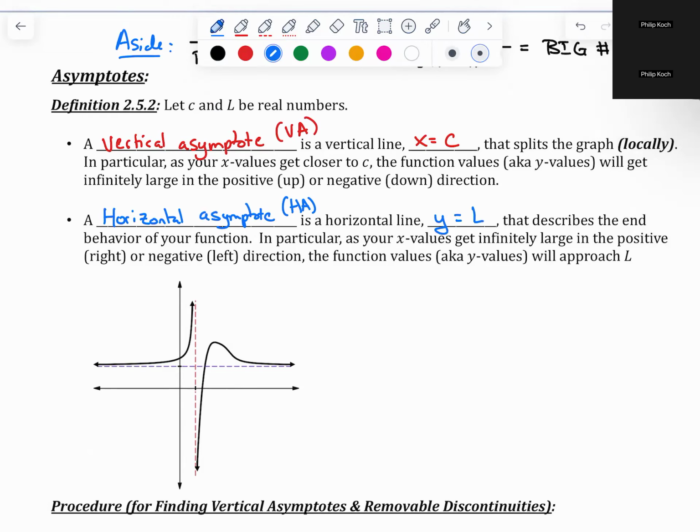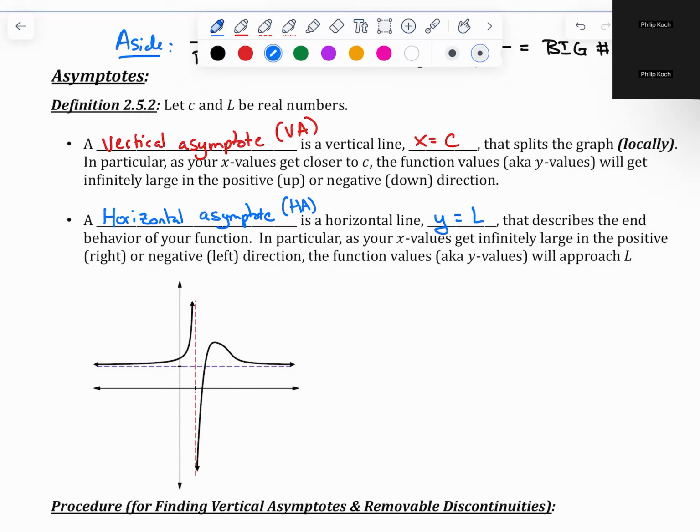I'm going to call it L. C and L are arbitrary names that mathematicians decided upon. I don't know why they chose C. I know why they chose L, and it has to do with limits, but that's neither here nor there. These horizontal asymptotes describe the end behavior of your function, the stuff that's happening when x gets incredibly large, whether positive or negative.